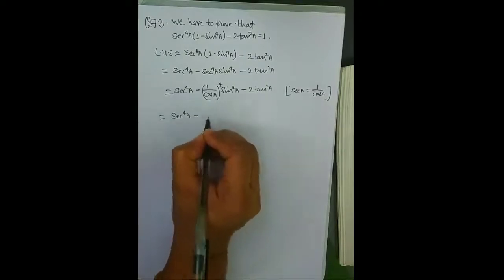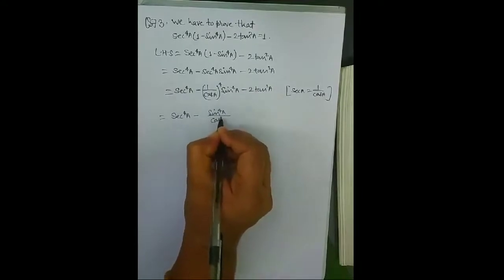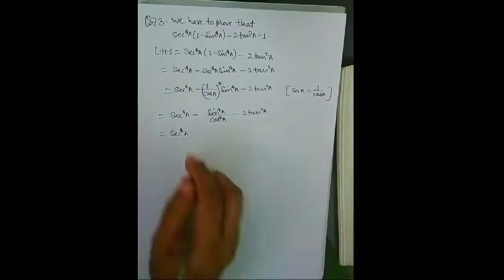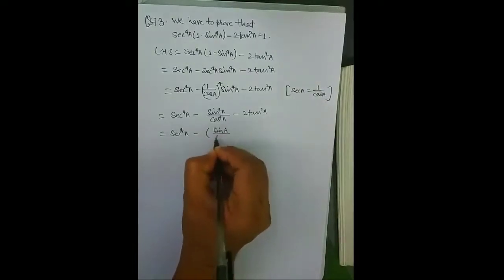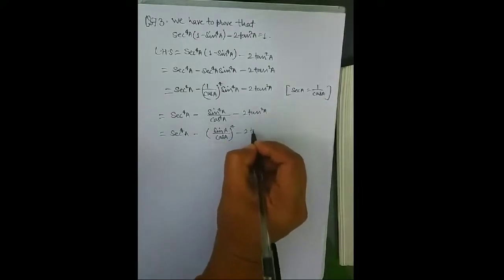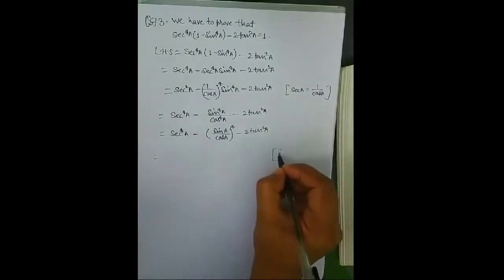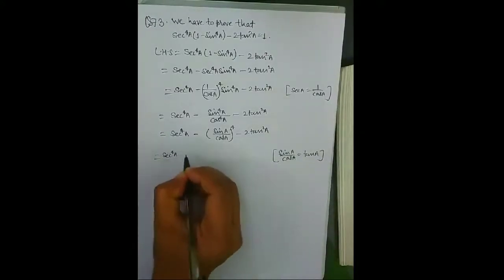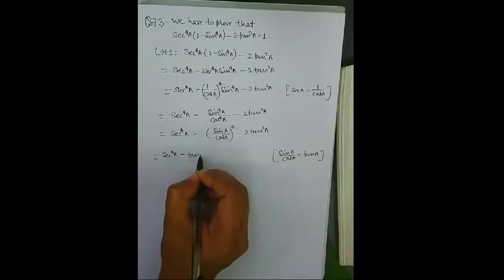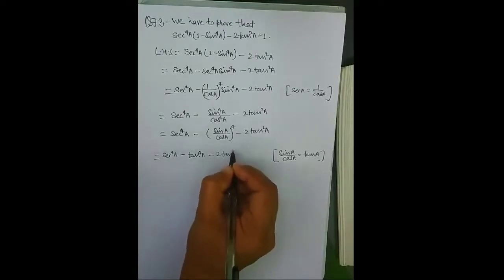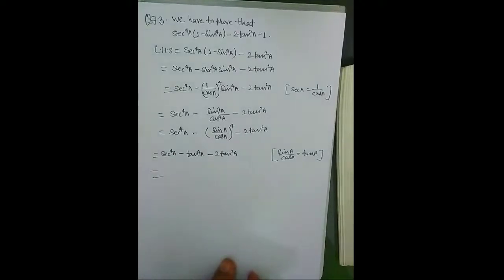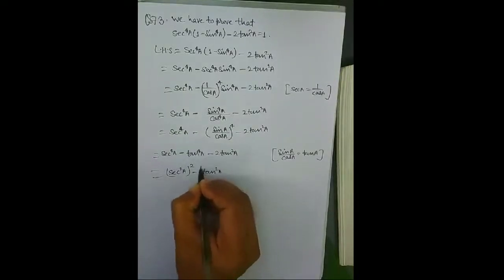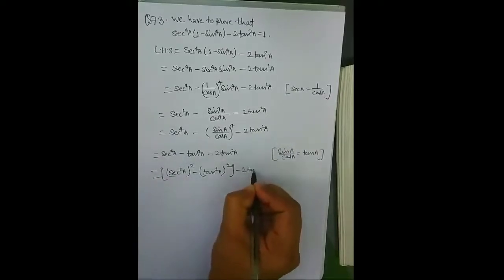We can write sec to the power 4A minus sin to the power 4A upon cos to the power 4A minus 2 tan square A. Sec to the power 4A minus sin A upon cos A to the power 4 minus 2 tan square A. यहाँ हम फॉर्मूला यूज करेंगे sin A अपॉन cos A इक्वल टू tan A. So we can write sec to the power 4A minus tan to the power 4A minus 2 tan square A. We can write sec square A whole square minus tan square A whole square minus 2 tan square A.